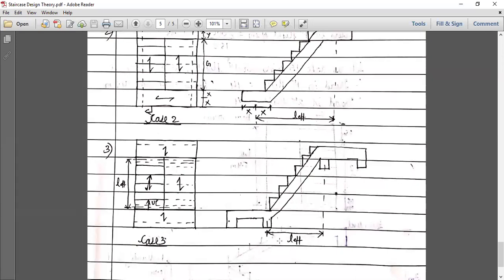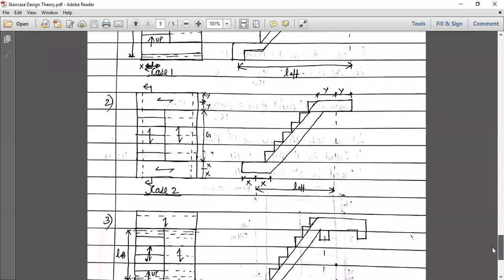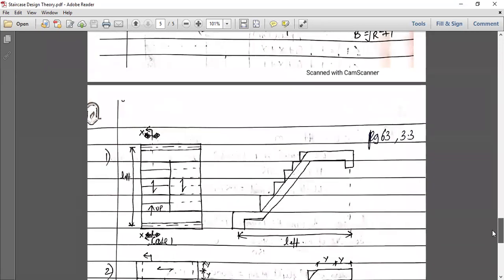L effective is always the shorter span, you must have seen in slab also. Okay, so where the support is being received, here and here, the least L effective is what we will consider, from here to here. We will not consider this as L effective. That is what I am trying to show. So in the third condition L effective will be from this beam to this beam. Is this clear everyone? Yes, sir.